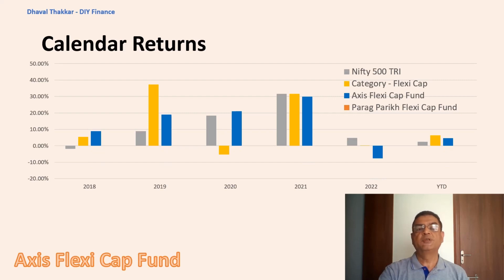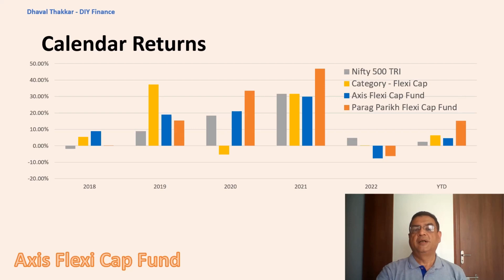When we compare the performance of Parag Parikh Flexicap fund for the same period, the fund has underperformed in 2018, 19 and 2022, but has usually outperformed its category average in the years 2020, 2021 and the first half of 2023, which has improved its overall returns. Hence, from the calendar returns graph, we can say that the fund has not underperformed since launch, but in the last 2.5 years, it is underperforming.